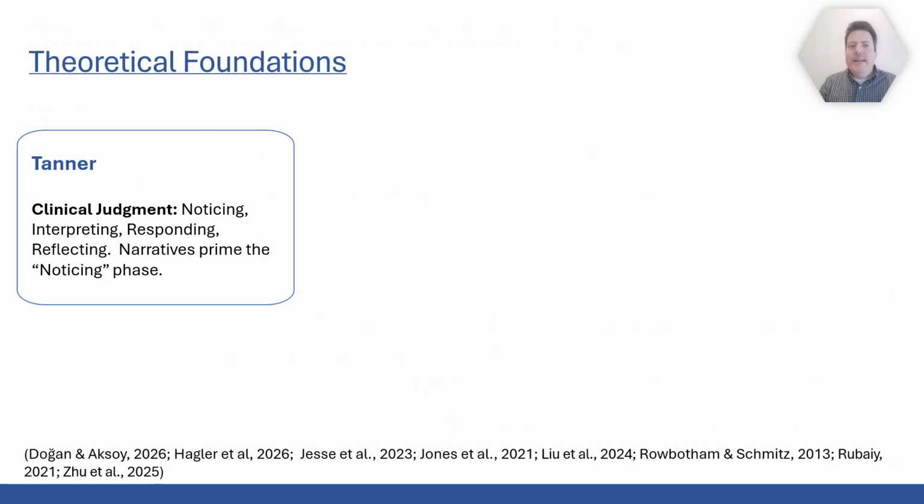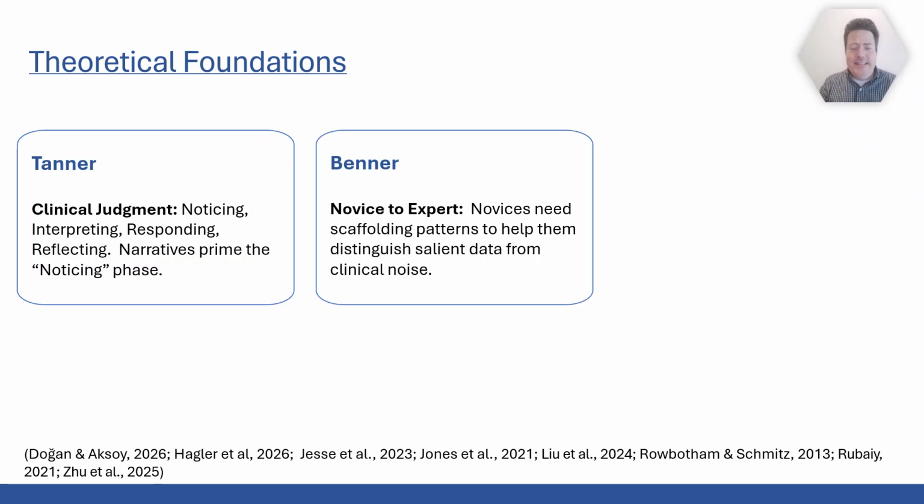First, let's look at Tanner. Tanner has a clinical judgment model with 4 phases. It's noticing, interpreting, responding, and reflecting. Clinical judgment starts with noticing. Clinical narratives prime this noticing phase. They say, hey, look, this is important. Benner has the Novice-to-Expert model, and novices need scaffolding patterns to help them distinguish the salient or important data from the clinical noise, from all the other stuff. These narratives can help provide that scaffolding to say, hey, look, this is important.